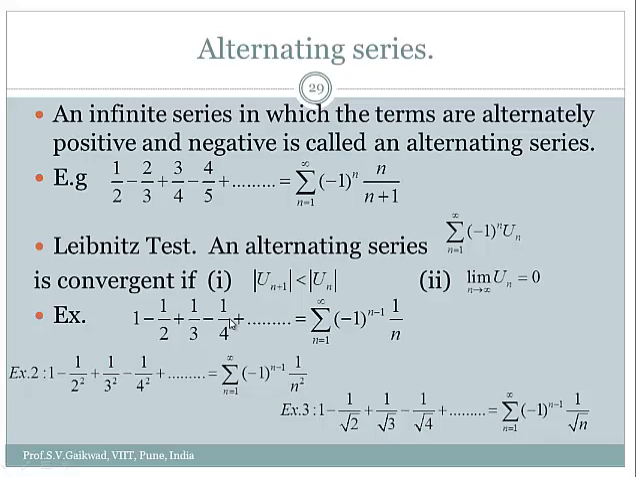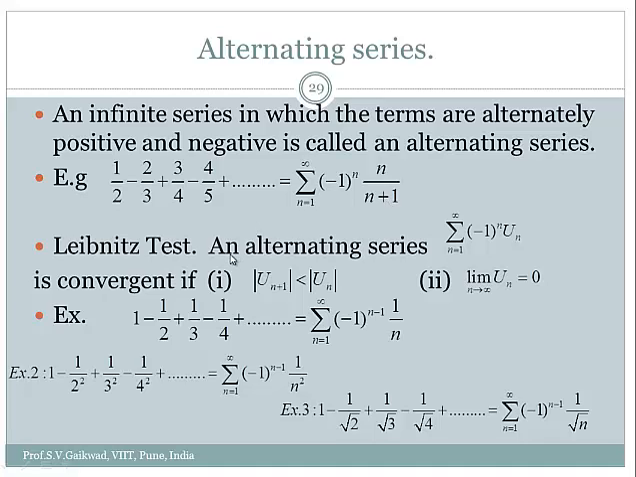Now we are going to study alternating series. In an alternating series, the terms are alternately positive and negative. Just like this example: 1 by 2 minus 2 by 3 plus 3 by 4 minus 4 over 5 and so on. The nth term will be summation of minus 1 raised to n into n upon n plus 1.